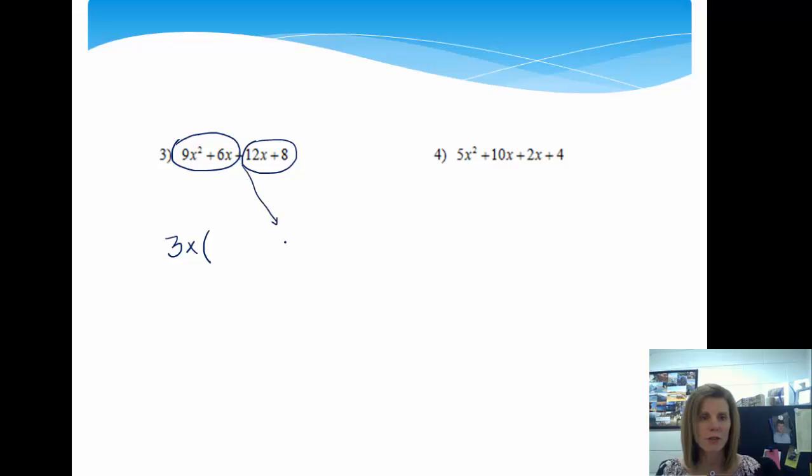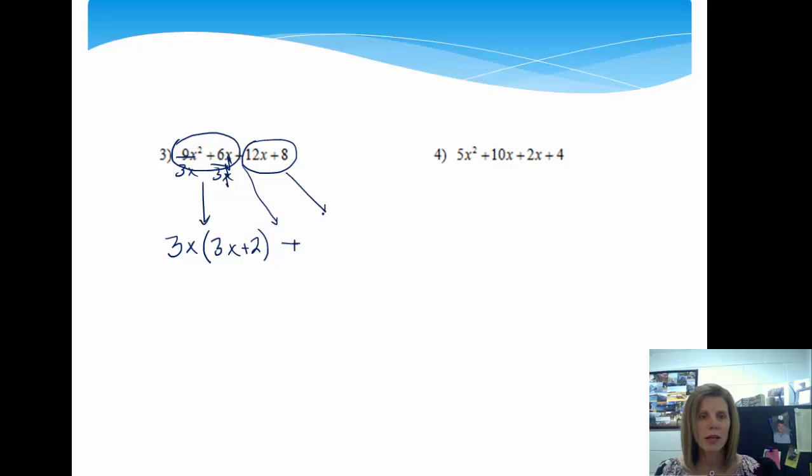I should have started first putting that plus sign in between, so I don't forget. Now I'm ready to divide by 3x. Sorry, I got myself off track. 9x squared divided by 3x is going to be 3x. Bring down that plus sign. The x's zap each other out. 6 divided by 3 is 2. So that part is done.